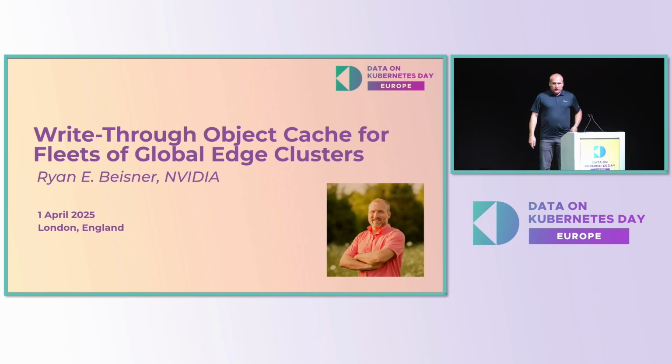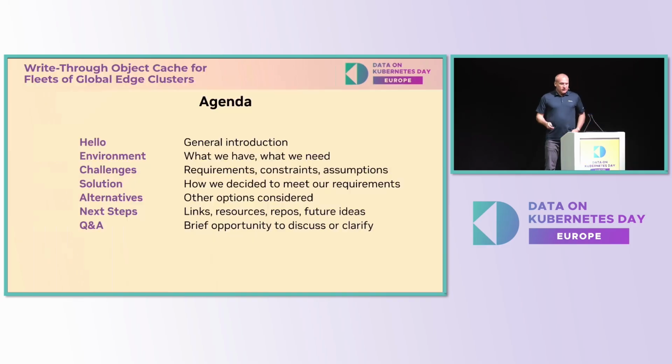I'm excited to tell you a story about a project that my team has worked on over the last year or so. It's a quick story about a write-through object cache that my team put in place to accelerate object data access on fleets of global edge Kubernetes clusters.